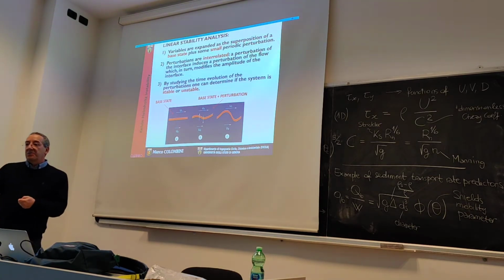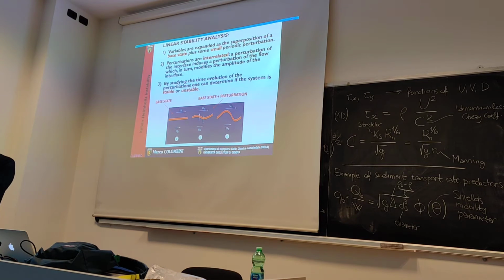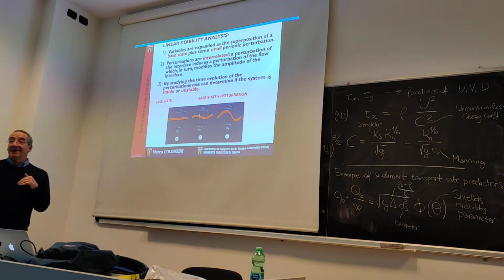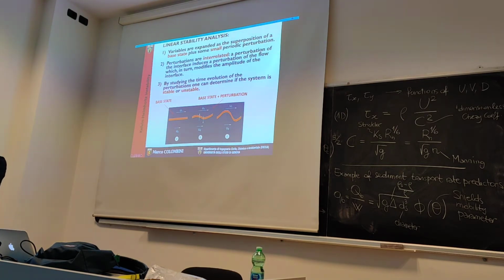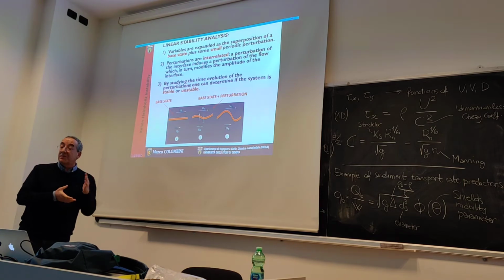So given some perturbation, if the reaction of the system to this perturbation is such as to increase the perturbation, then the system is called unstable. Otherwise, if your system, subject to a perturbation, tends to reduce that perturbation in time, so the perturbation will decay, then the system is said to be stable.